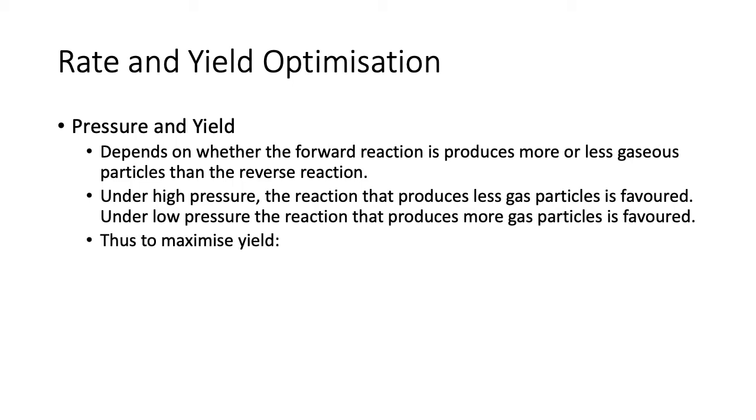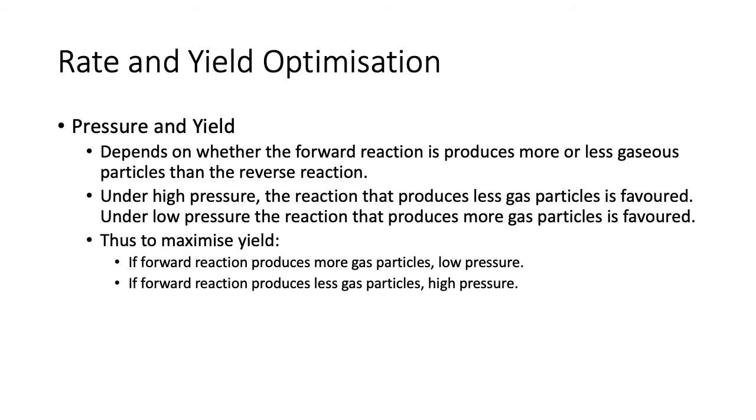Then, if you want to maximize yield, remember you want the forward reaction. So if the forward reaction produces more gas particles, then you want a low pressure. And if the forward reaction produces fewer gas particles, you want a high pressure. So remember, rate and yield are independent of each other.